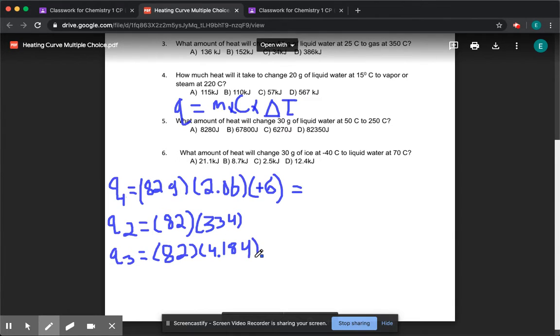And then what is the change in temperature? We have to bring it to the boiling point. Water boils at 100 degrees. So we have to go from 0 to 100 degrees. 100 minus 0 is 100. So our change is going to be positive 100.